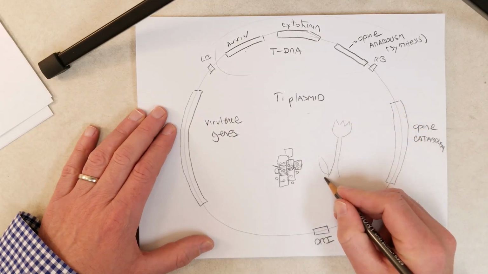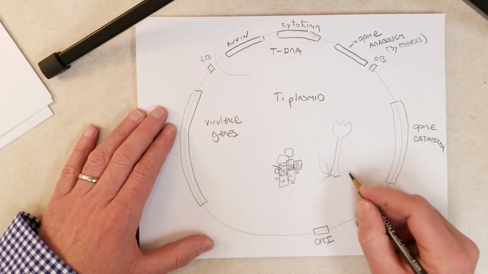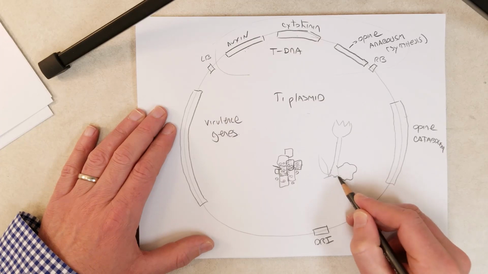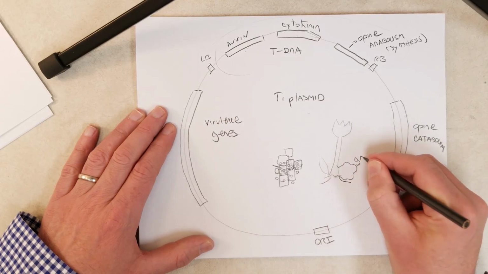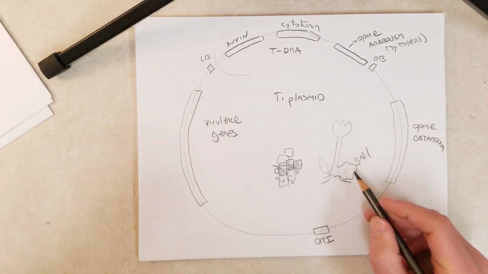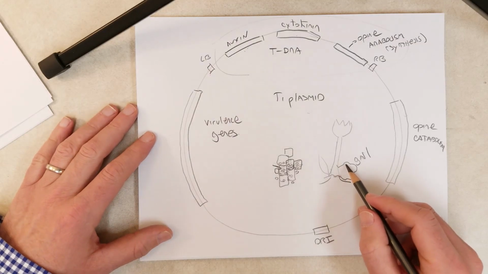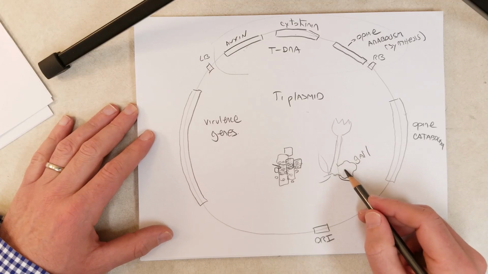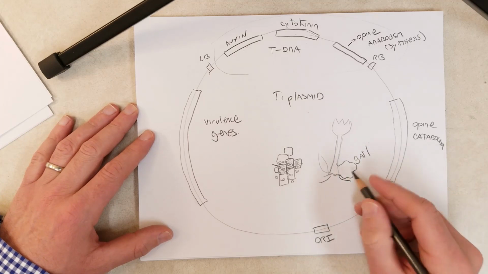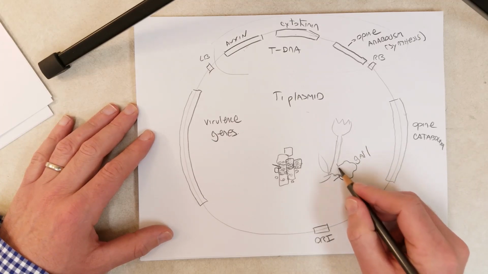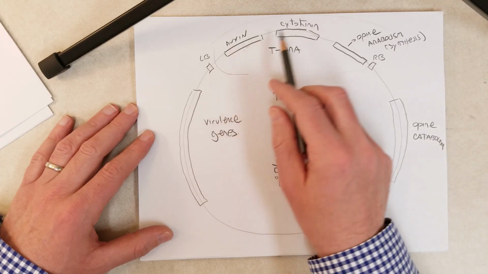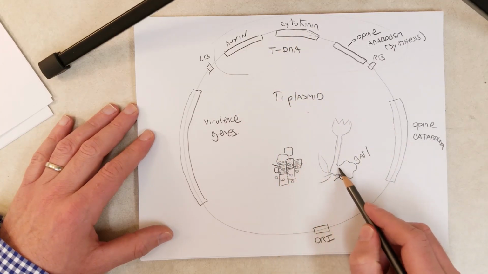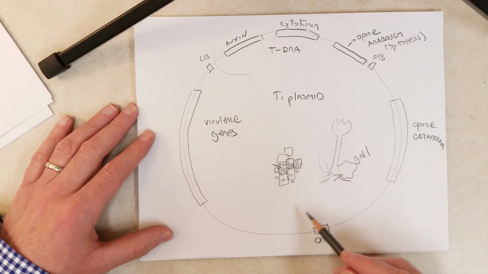And let's say the infection happens somewhere down here. What's going to happen, we're going to get a big tumor right here, also called a gall, which is just some really abnormal growth coming off of, say, the stem of the plant. And so this abnormal growth is caused by the auxin and cytokinin. So all the plant cells that weren't supposed to be dividing, all of a sudden they start dividing.